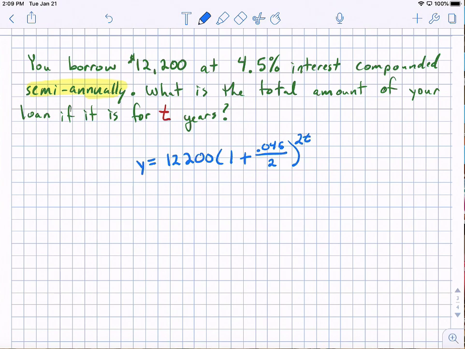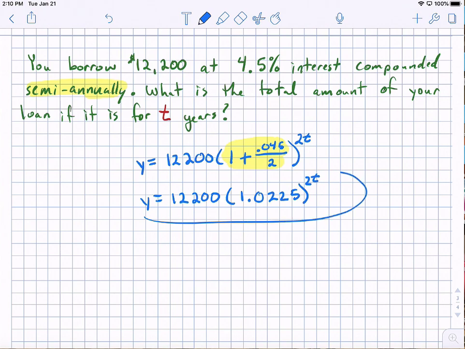Okay, now since we don't know what t is, we're not told what it is, the only thing that we can do with this problem to simplify it at all is figure out what this value is. I can go to my calculator and do 1 plus 0.045 divided by 2. Remember, don't use the fraction button, use the division button for that. If you want to pause and try it, I'm going to tell you the answer right now. That'll give me 12,200 times 1.0225, and again to the 2t. This would be my final equation.